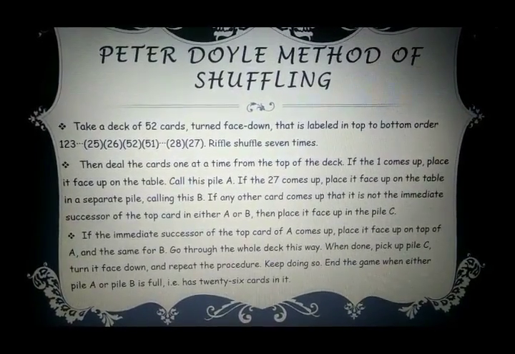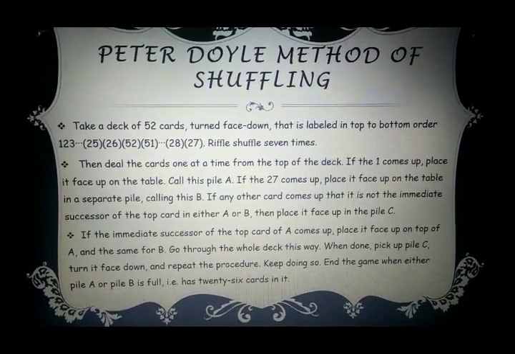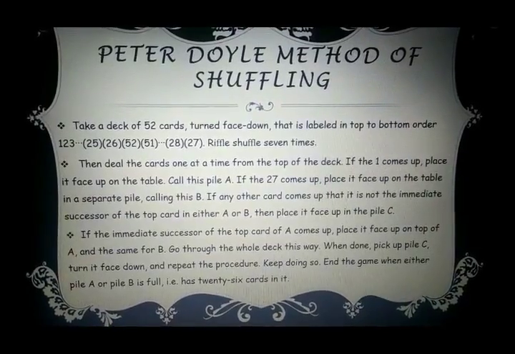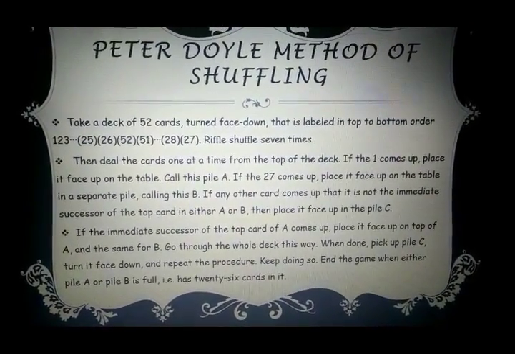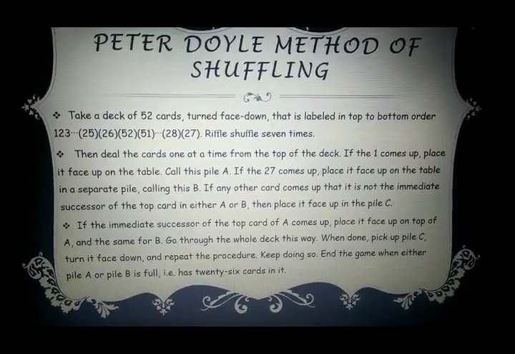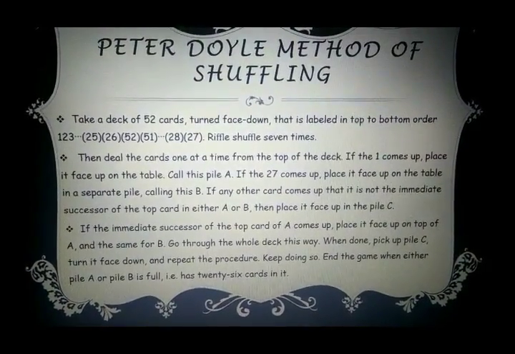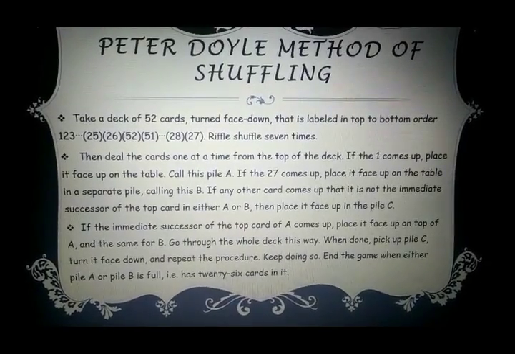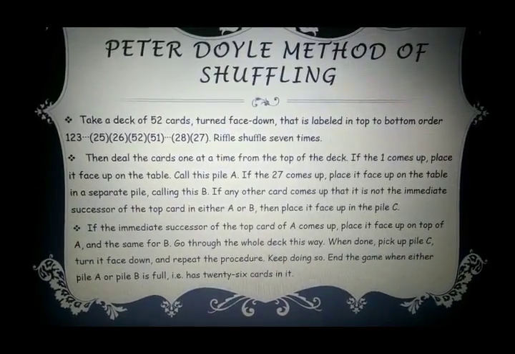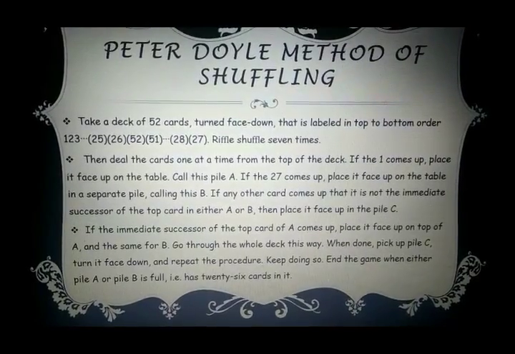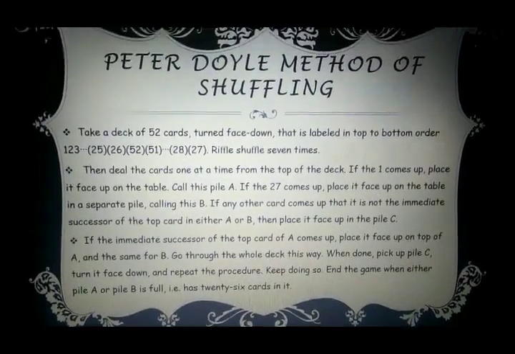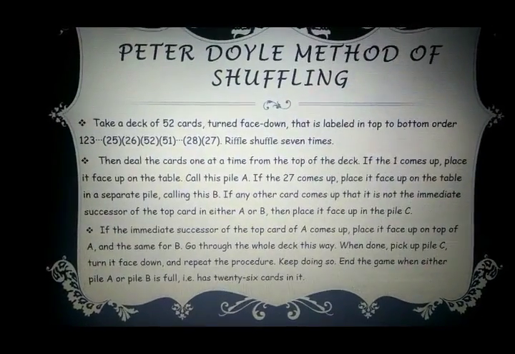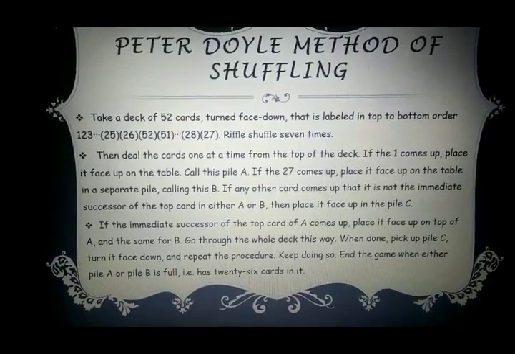If the immediate successor of the top card of A comes up, he placed it face up on A, and the same for B. He went through the whole deck this way. When the process was done, he picked up the C pile, turned it face down, and repeated the procedure. And at the end of the game, we can see either pile A or pile B is full, and each has 26 cards in it.